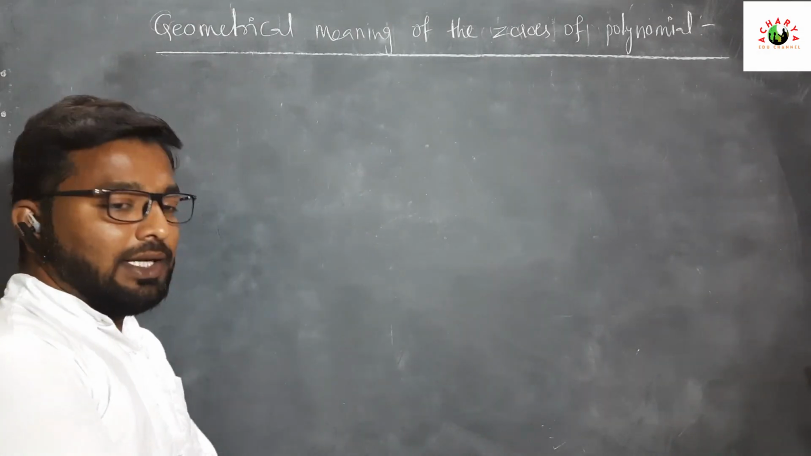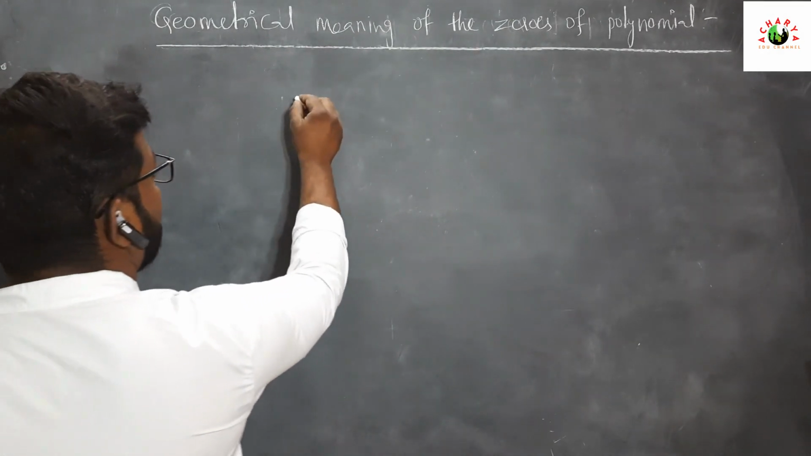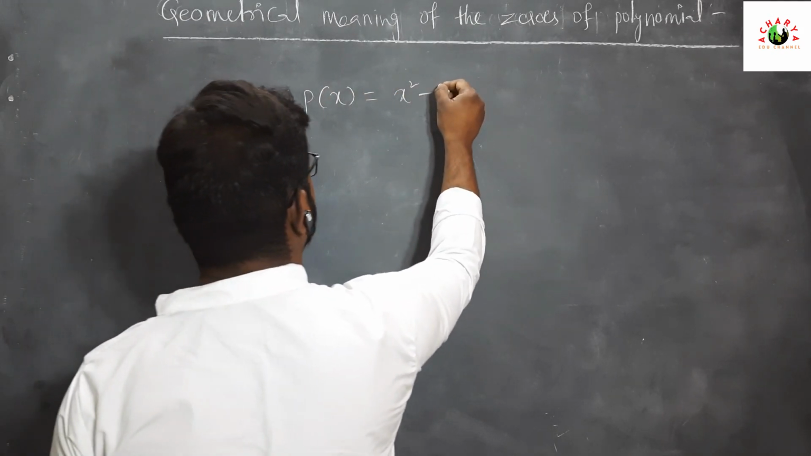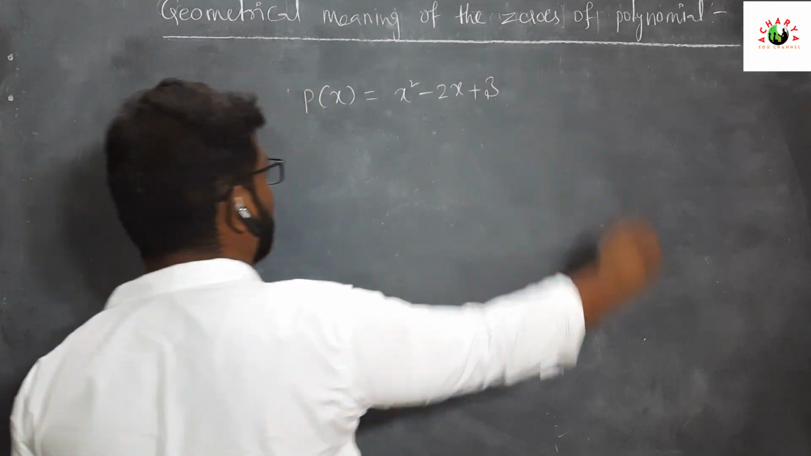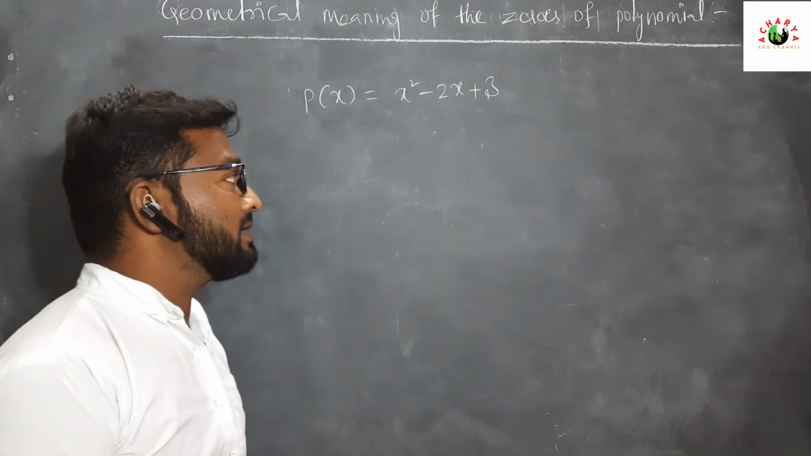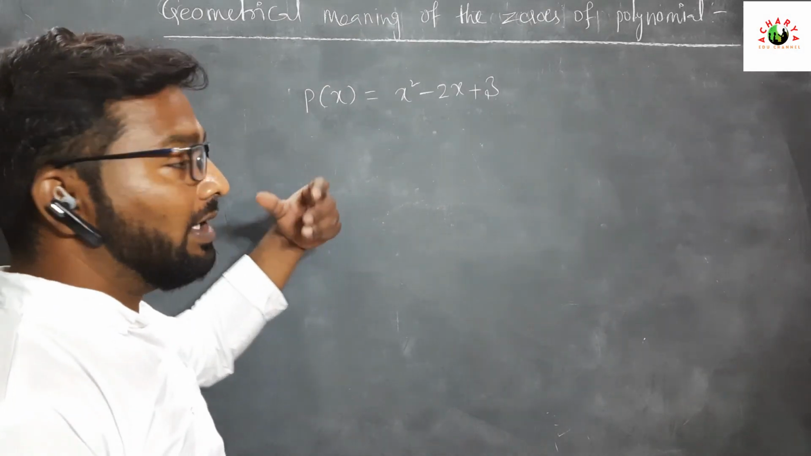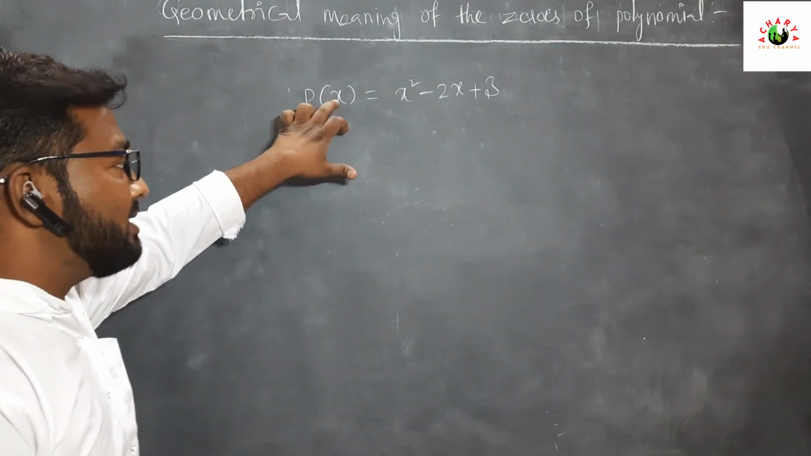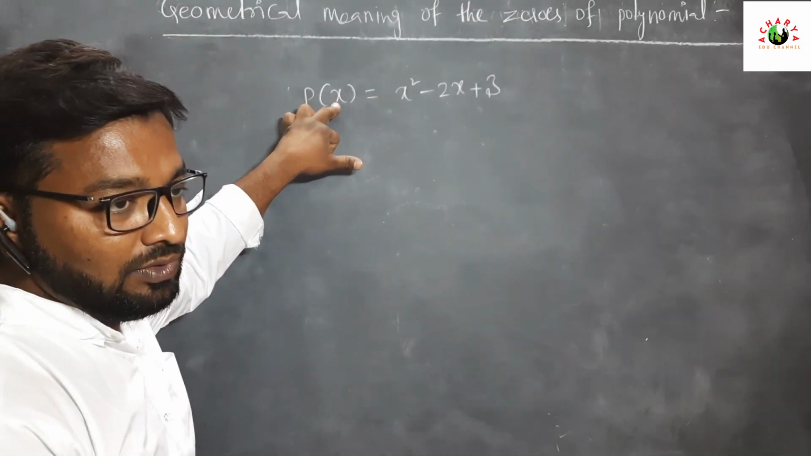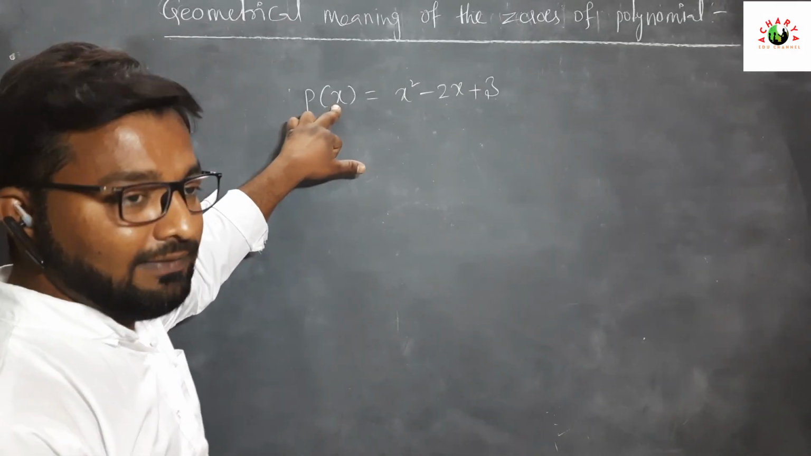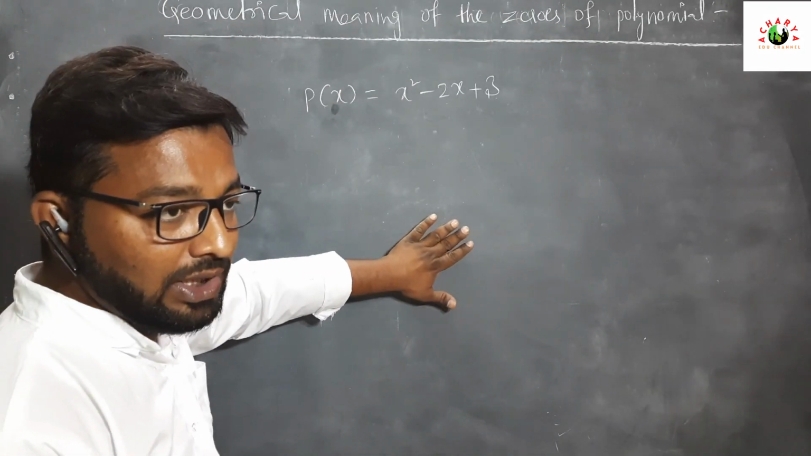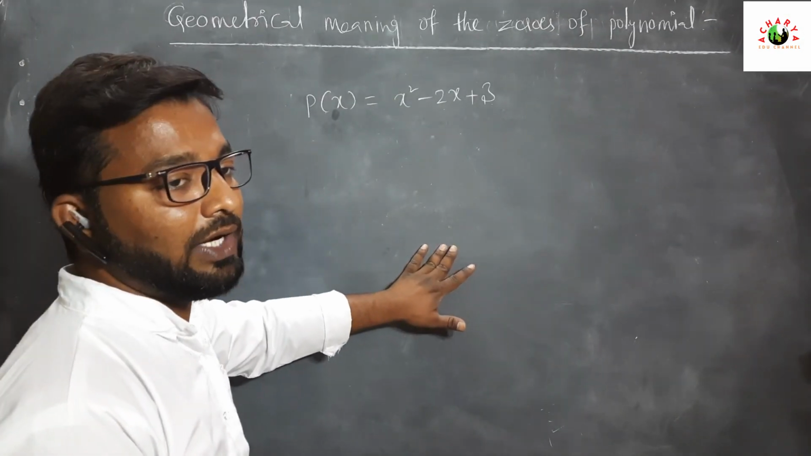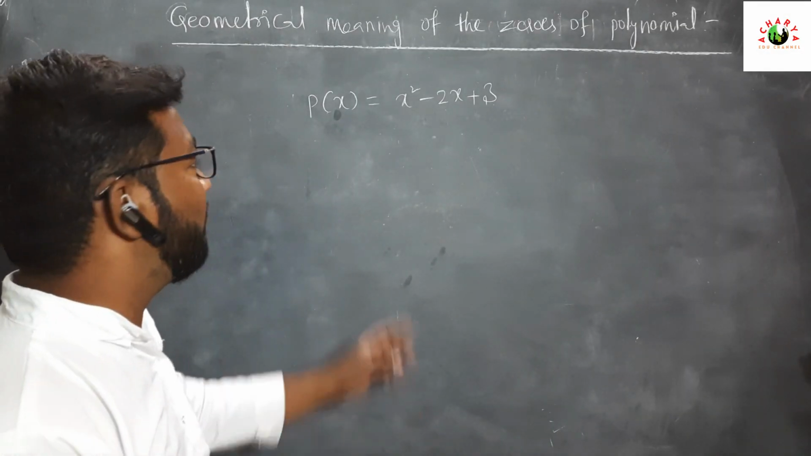Last class we discussed one example, p of x is equal to x square minus 2x plus 3. Here we discussed the value of a polynomial and zeros of a polynomial. For example, instead of x we substitute any value, and the value we get is called the value of the polynomial. If we get the value 0, that is a zero of the polynomial p of x.